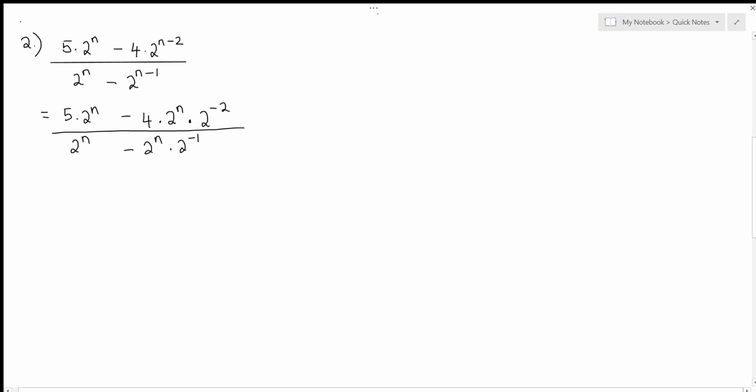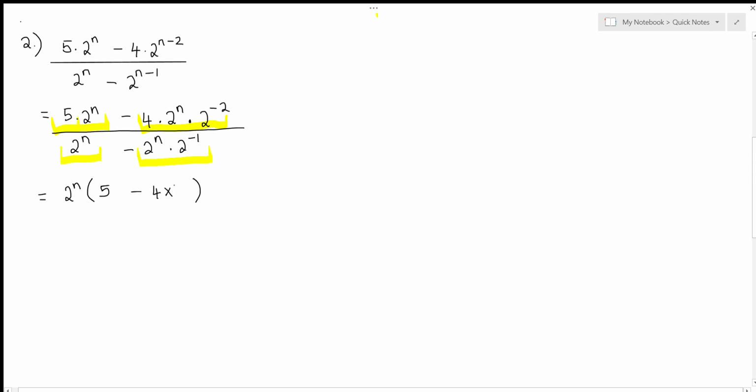So in my numerator, I'm going to look for a common factor, and I'm basically focusing on the exponents here. So I have 2 terms, and in my denominator, I also have 2 terms. So my common factor is 2 to the power of n. Now we're going to say 2 to the power of n. We look at my first term, what's left? 5 minus, here I have 2 to the power of n. What am I left with?